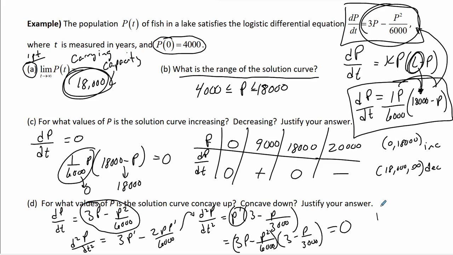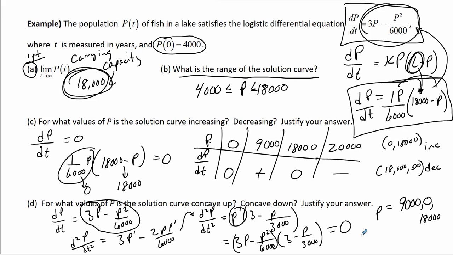I'm just going to write down the answer. So p is equal to 9,000, comma, 0, comma, 18,000. Those are the three values at which your concavity is going to change, or potentially change, right? Those are critical values that could potentially lead to a changing of concavity.